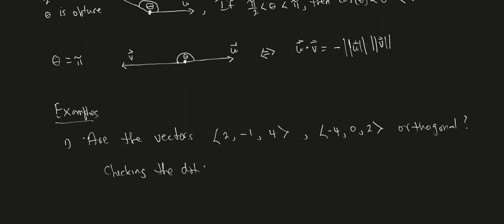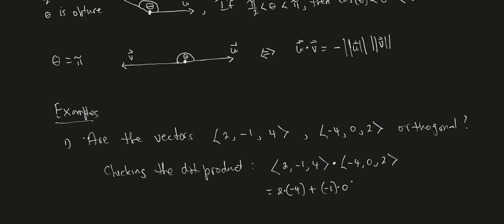So checking the dot product, I simply do 2, -1, 4 dot -4, 0, 2. Since we have the components, we're going to use the algebraic form of the dot product. So this is 2 times -4 plus -1 times 0 plus 4 times 2. So this is -8 plus 0 plus 8, and our dot product is 0.